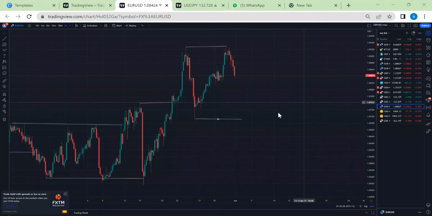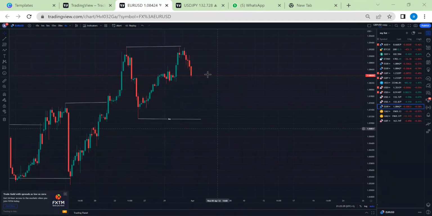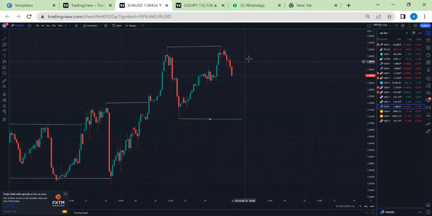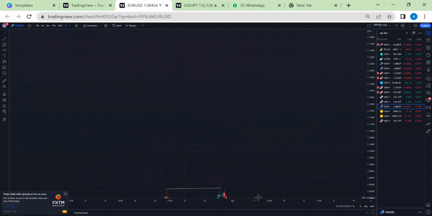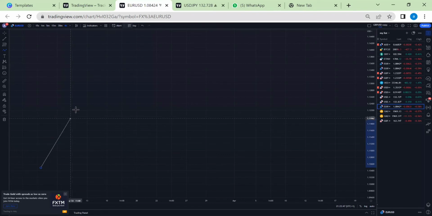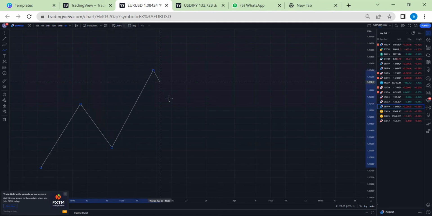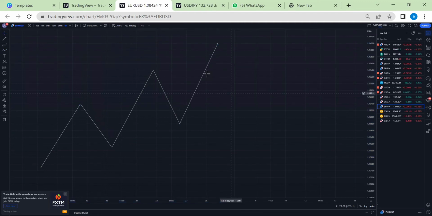All right. So proceed from here. This is what market structure is all about. But there's more to market structure. You have to know more about it. Okay. Now let's dive deeper into it. Now we have something called internal structure. Now, what do we call internal structure? Let's say we have this price action on a 1 hour time frame. Let me change the color of this.